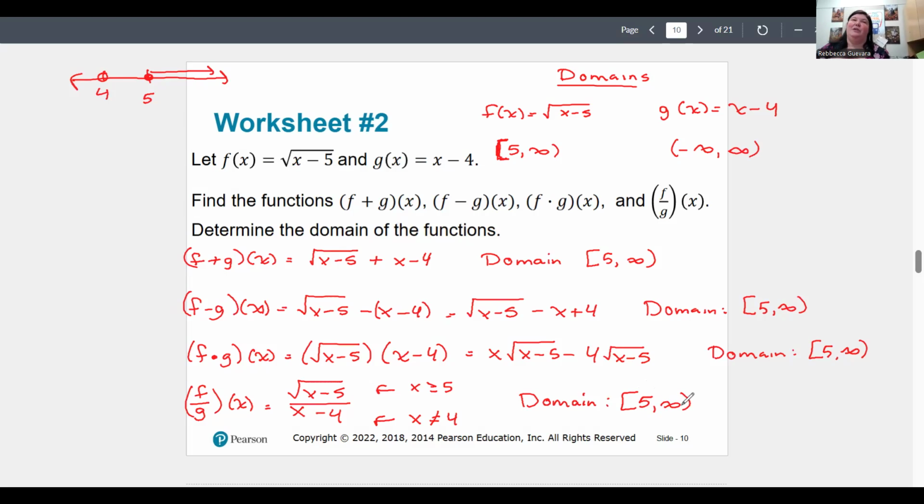So like I was saying, sometimes the domain stays the same. In this case, if we just looked at the radical, we have to keep values greater than or equal to 5, so 4 isn't even a worry.